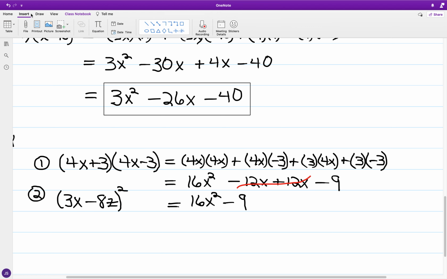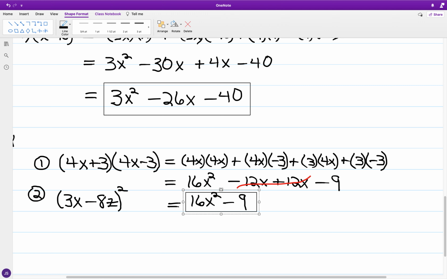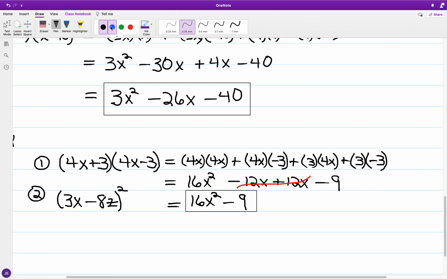And this particular result is going to be a sample of what is referred to as a difference of squares. In other words, 16x squared is 4x times itself, and 9 is 3 times 3. So you're looking at the difference of the squares of 4x as well as 3.